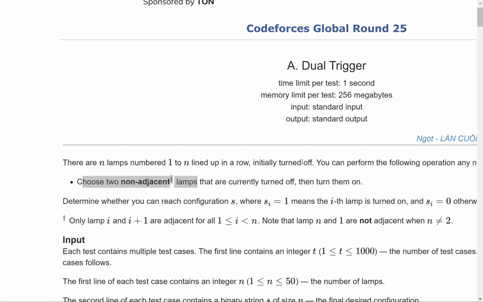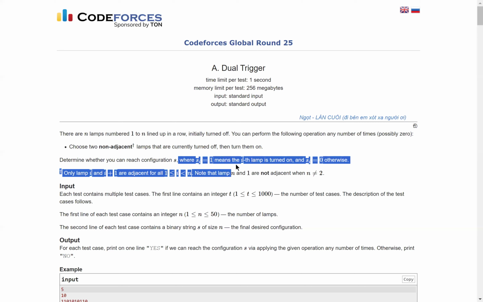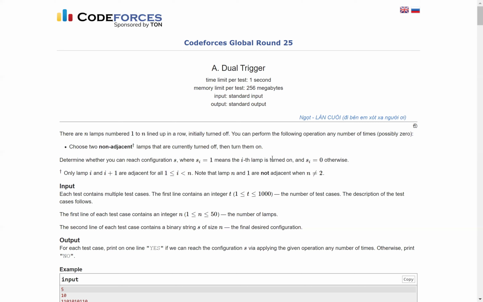Okay, so the problem says that we have n lamps numbered from 1 to n. In one operation, we can choose two non-adjacent lamps that are currently turned off and turn them on, and we have to determine whether it is possible to reach the configuration S, where Si equal to 1 denotes that the ith lamp is turned on and the other one says that the ith lamp is turned off.